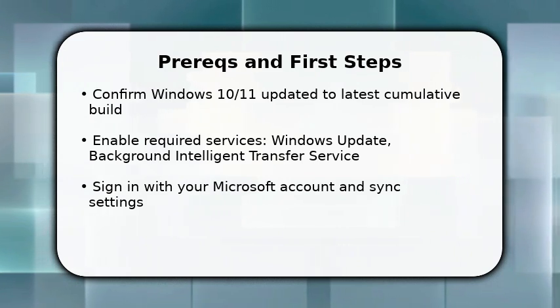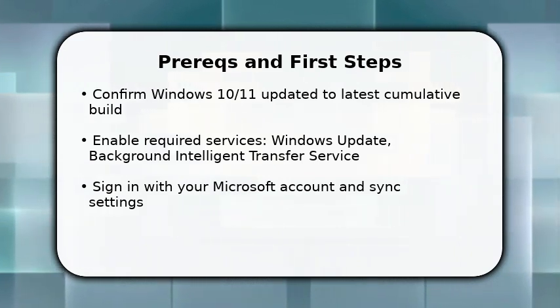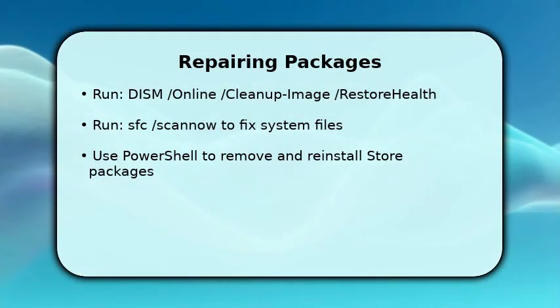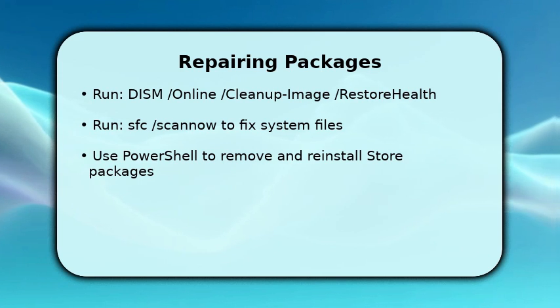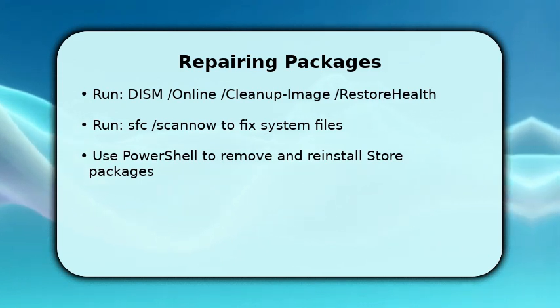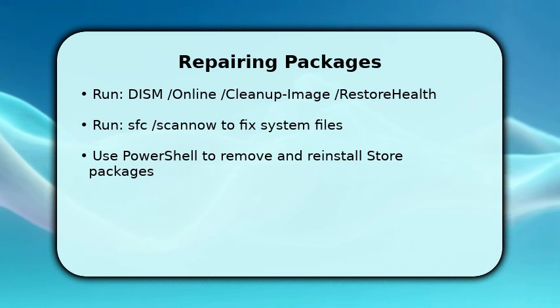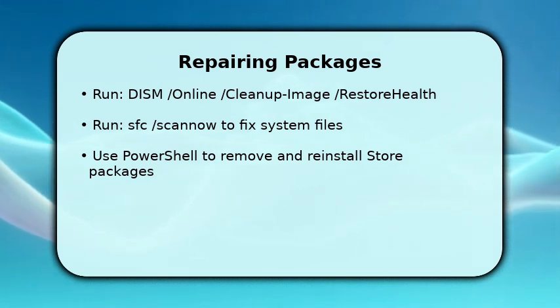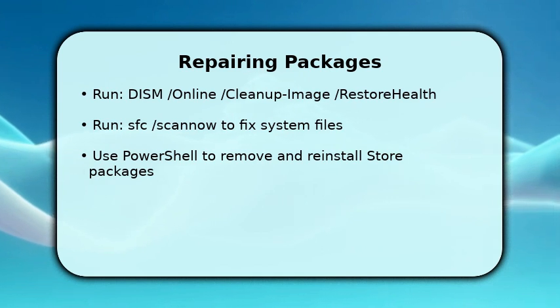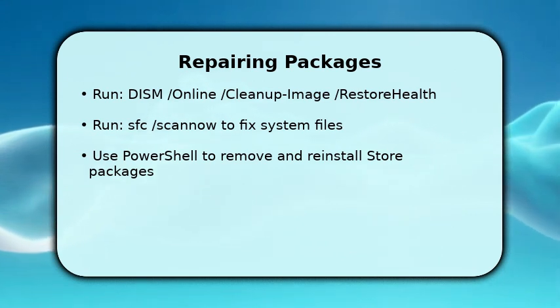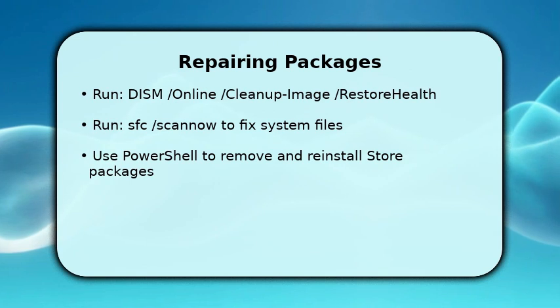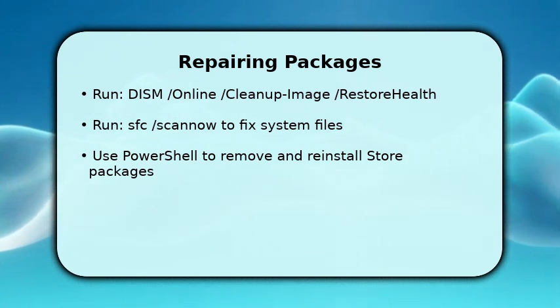Now you repair package integrity. Run DISM /online /cleanup-image /restorehealth to fetch replacement components, and follow with sfc /scannow to repair protected system files. Once those complete, use elevated PowerShell to list app packages, remove problematic Store or dependency packages, and reinstall the Microsoft Store package. This reestablishes proper package manifests and dependency trees. Make sure to rerun repairs if commands report pending operations.